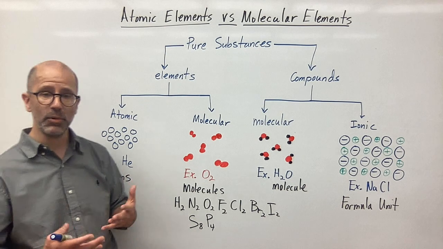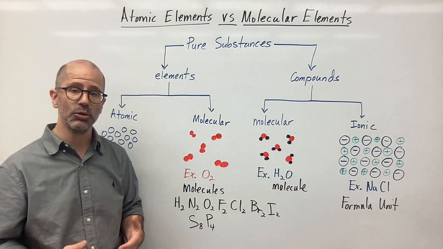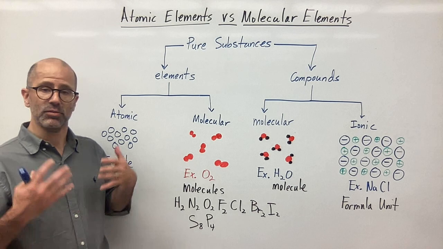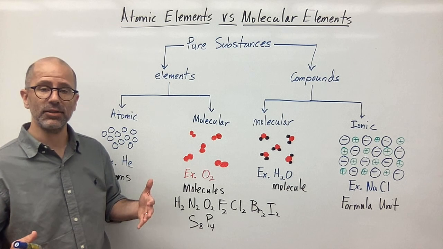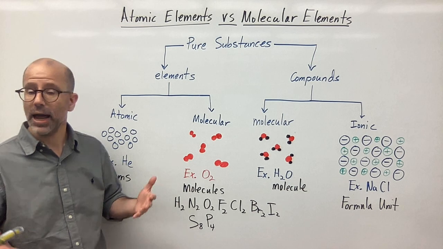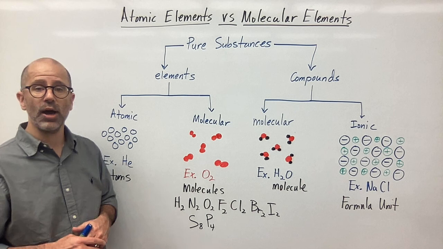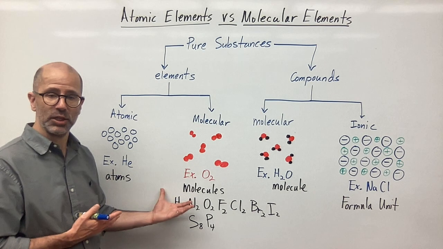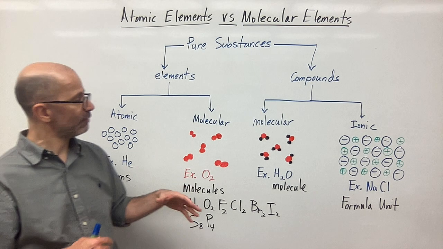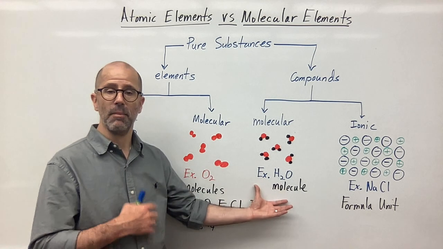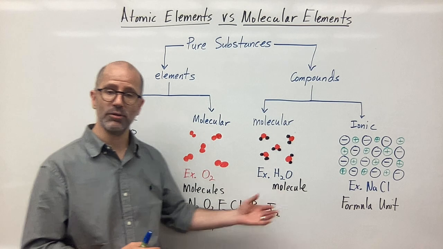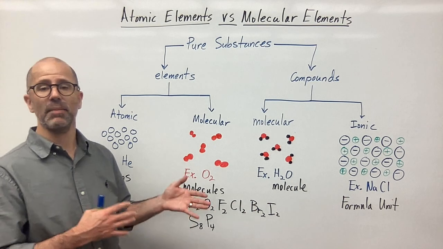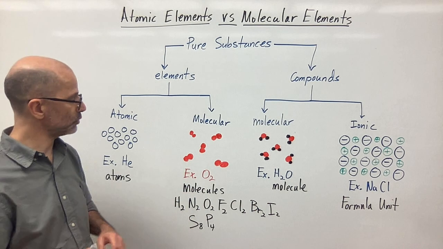Remember, the definition of a molecule is a substance that has 2 or more atoms bonded together, and those atoms can be the same or different. If they're the same, then you've got an element. You've got a molecule that's an element. If they're different, then you've got a molecule that is a compound. So you can have elements that are molecules, and compounds that are molecules.